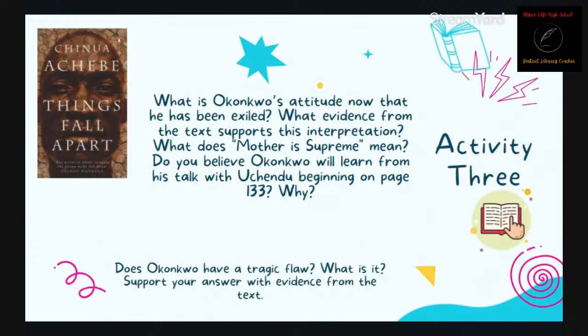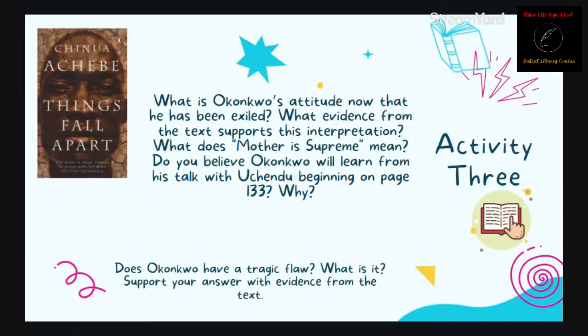Next, the class reads chapter 14 and responds to the questions on the screen in their learning logs. What is Okonkwo's attitude now that he has been exiled? What evidence from this text supports this interpretation? What does "mother is supreme" mean? Do you believe Okonkwo will learn from his talk with Uchendu beginning on page 133?